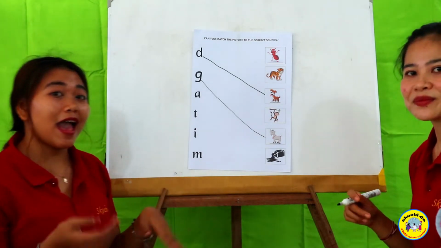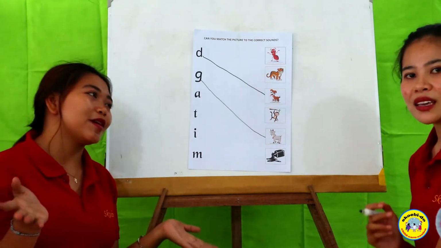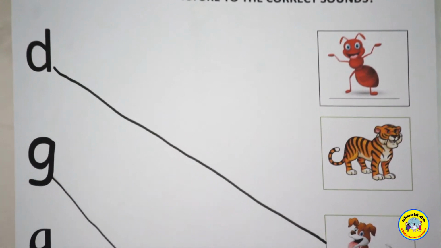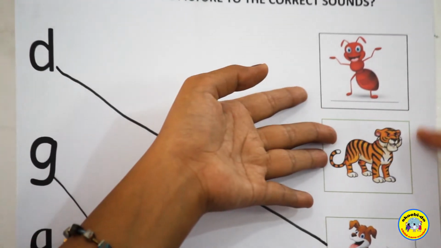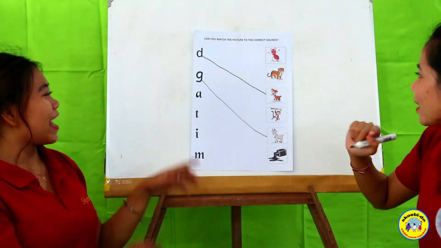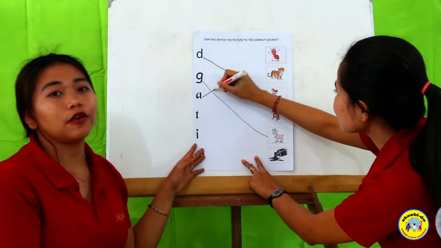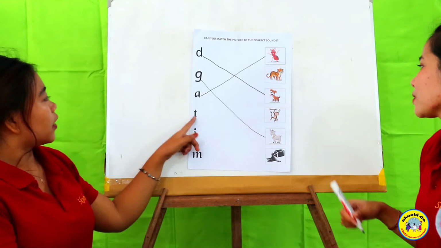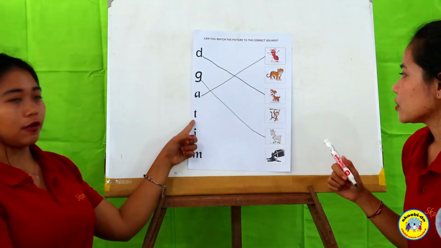Answer with my arms. They can sing me a line. So A is for ant. Do you see the ant here? Which one is that? This one? Yes, the A is for ant. Okay, how about this letter?